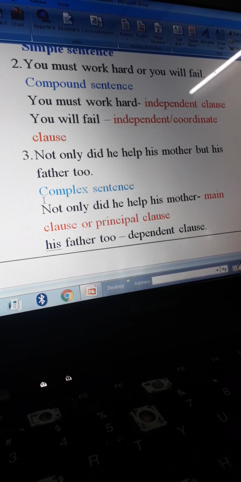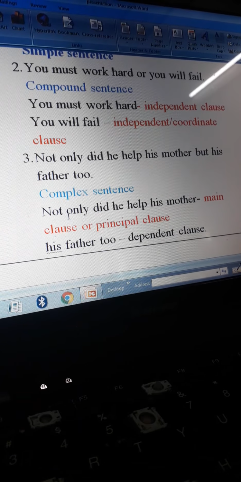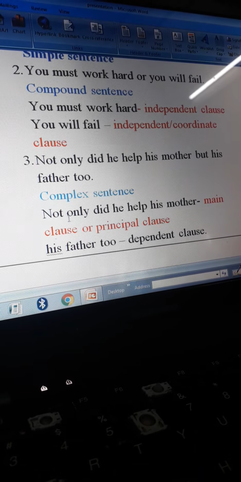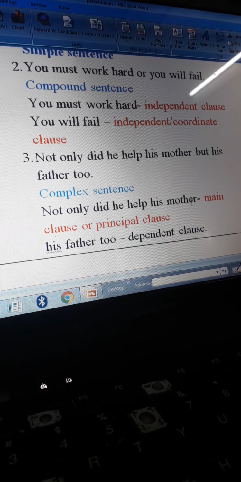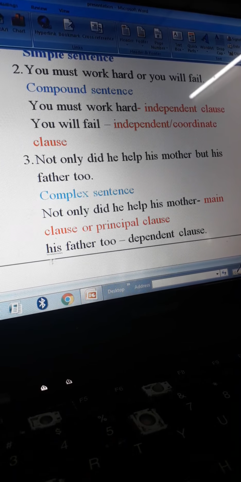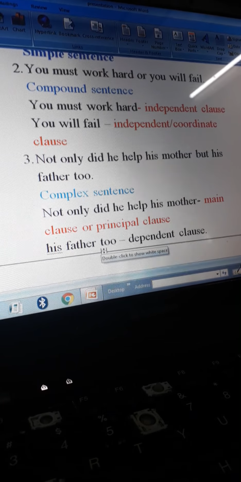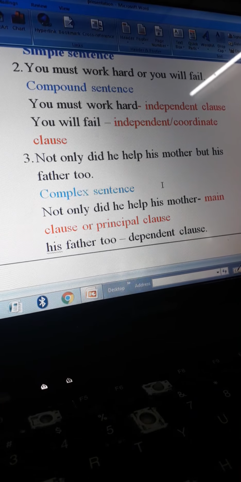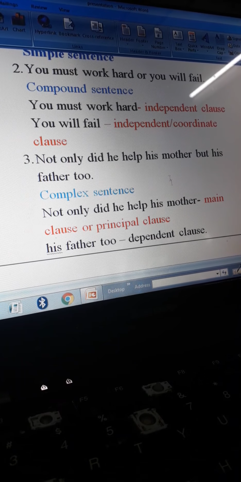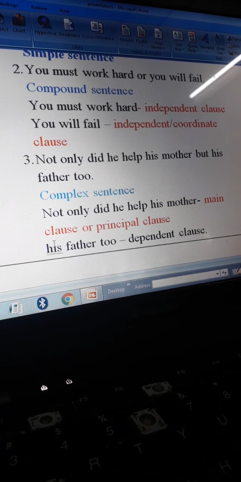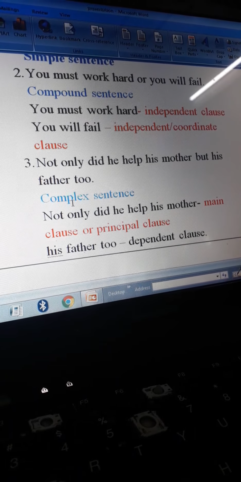Now see the clauses carefully, whether they are making good sense on their own or not. Not only did he help his mother is the first clause and the second is his father too. Now, the second clause is dependent upon the first clause for its meaning. So it is a complex sentence. Okay, so not only did he help his mother is the main clause and the second, his father too, is a dependent clause which is depending upon the main clause for its meaning.